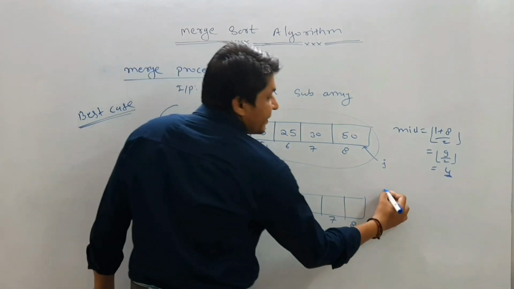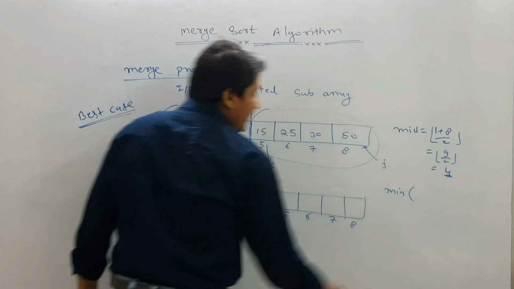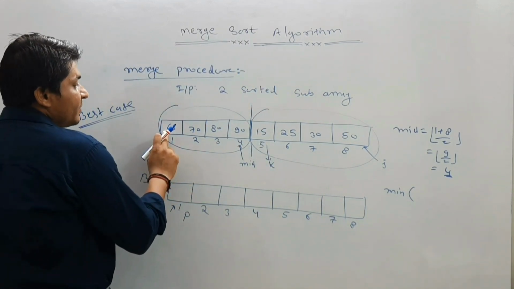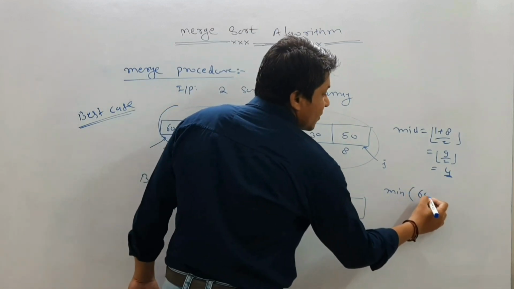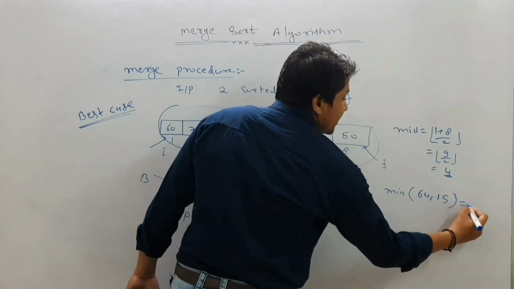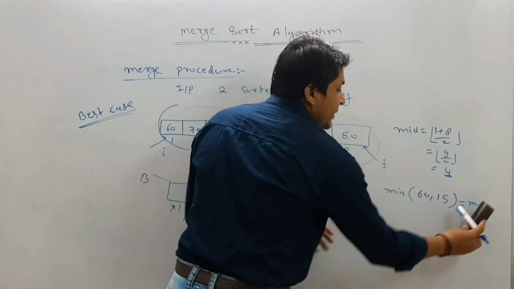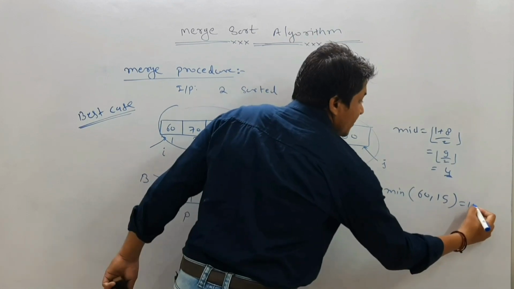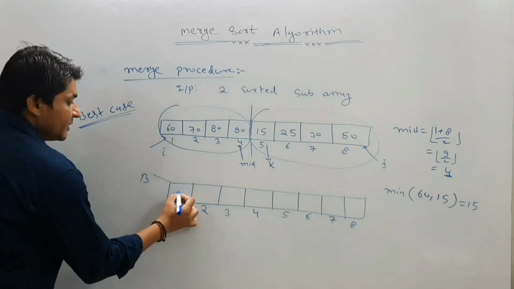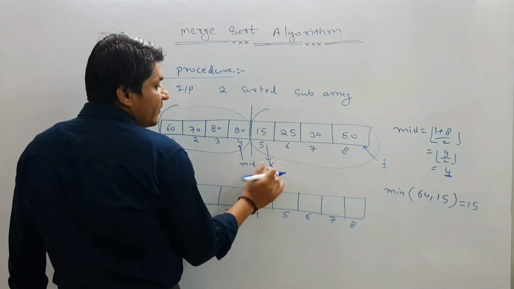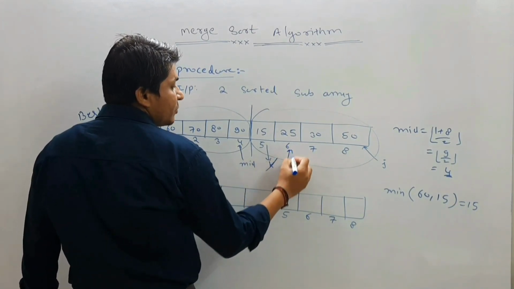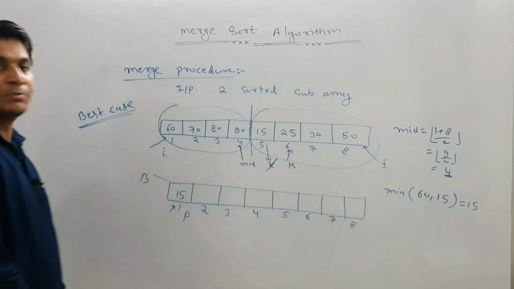So simply we will compare. We will find the minimum of the first element of the first array and the first element of the second array, which is the minimum of 60 and 15. Which one is minimum? The minimum is 15. So we will copy 15 into this array. Then we will increment the value of k, so now k is pointing to the second location, index number 2.